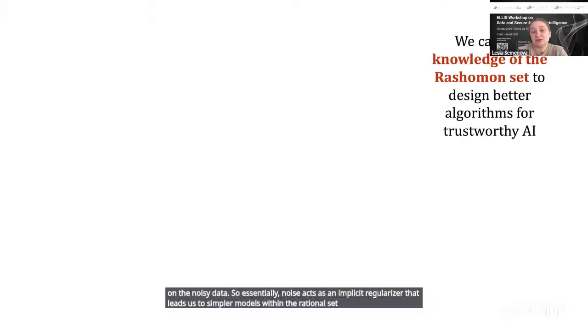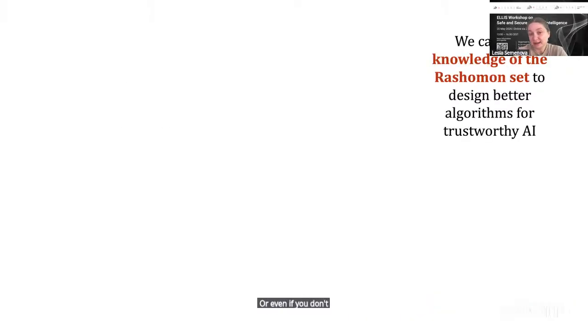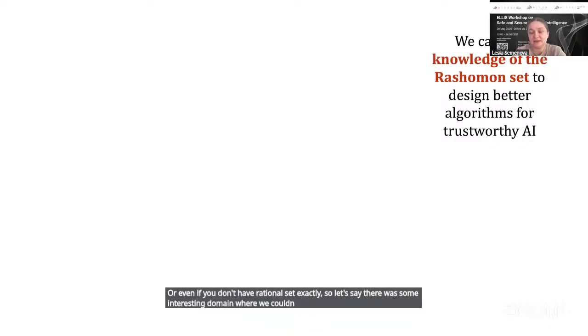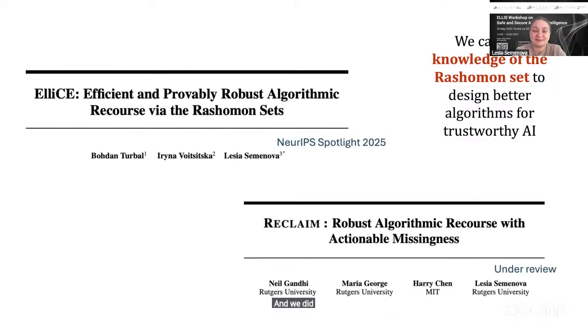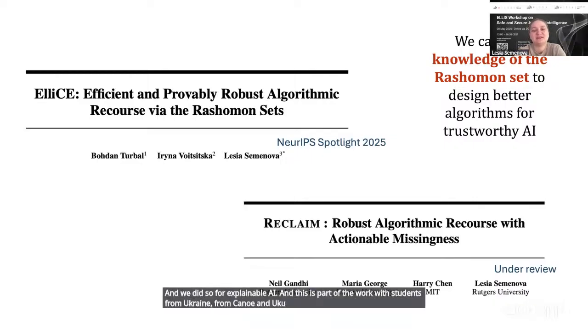Or even if we don't have the Rashomon set exactly, so let's say there was some interesting domain where we couldn't compute it exactly, we can still approximate it and use it to design better multiplicity-aware algorithms. And we did so for explainable AI. And this is part of the work with students from Ukraine, from Kanu and Uku, that was accepted to NeurIPS last year.